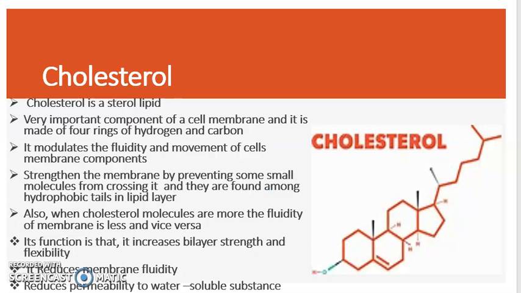Moving on to the next one, the cholesterol. Cholesterol is a steroid lipid, a very important component of the cell membrane, and it is made up of four rings of hydrogen and carbon. It modulates the fluidity and movement of the cell membrane's components. It strengthens the membrane by preventing some small molecules from crossing it, and it is found among the hydrophobic tails in the lipid layer. Also, when cholesterol molecules are more, the fluidity of the membrane is less and vice versa.